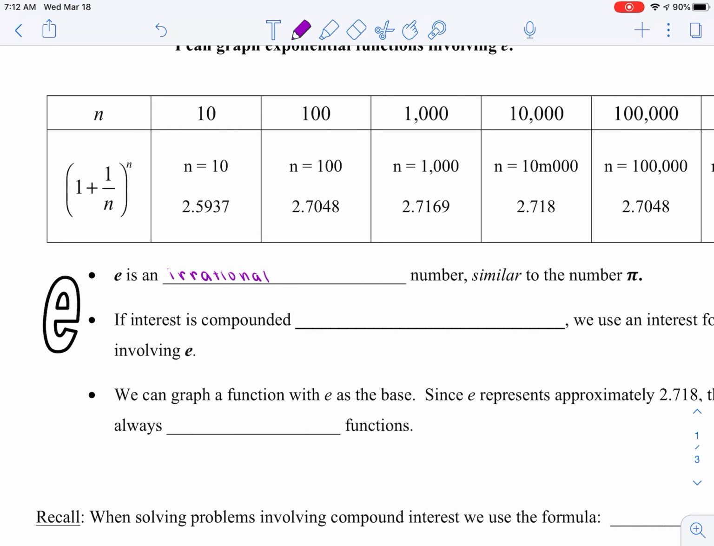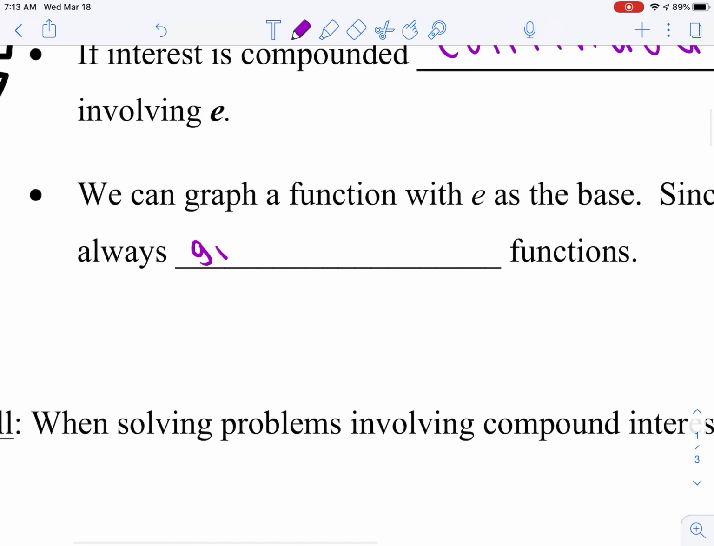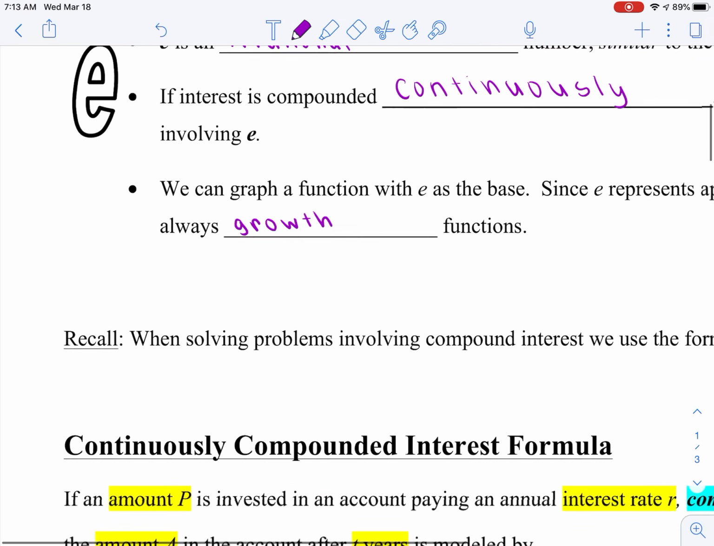If interest is compounded continuously, you want to look for this word continuously. There's a formula we're going to use that involves E, and I'll show that to you momentarily. We're going to graph today with this base of E, and you're going to see that because E represents approximately 2.718, these are always going to be growth functions unless they've been reflected.